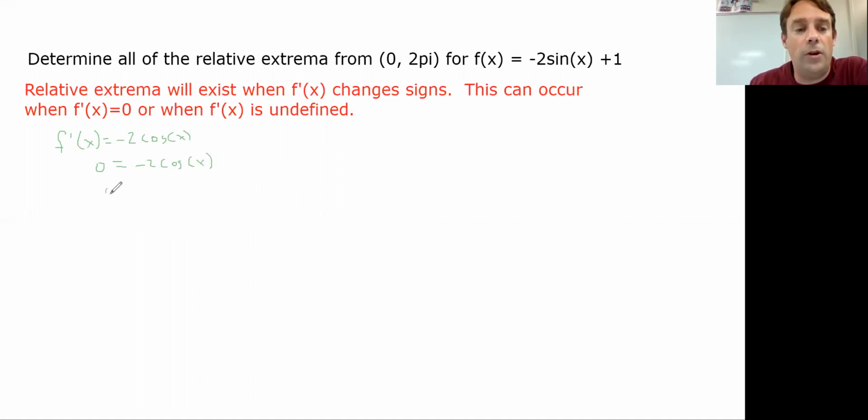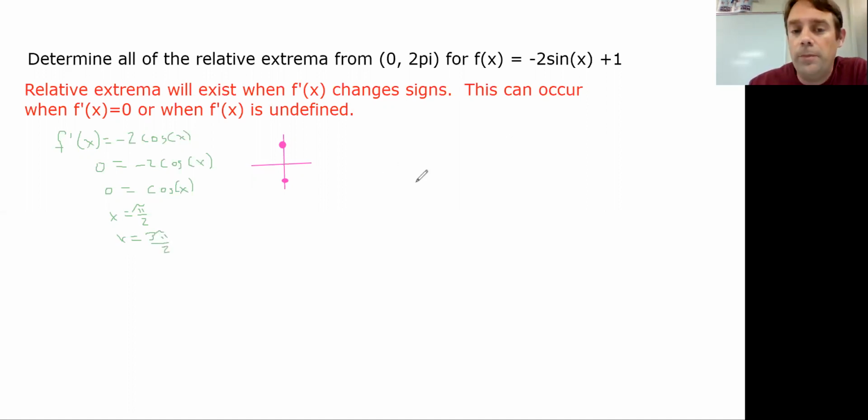So if I divide both sides by negative 2, I'm looking for when cosine of x equals 0. So when does cosine of x equal 0? And again, you guys went through all your trig. Think of your unit circle. Cosine of x equals 0 when the x value is 0. That occurs at pi over 2 and 3 pi over 2. So that means x is pi over 2 and 3 pi over 2.